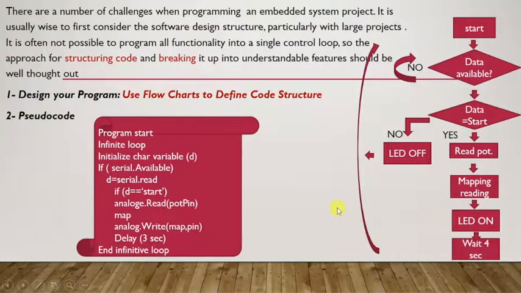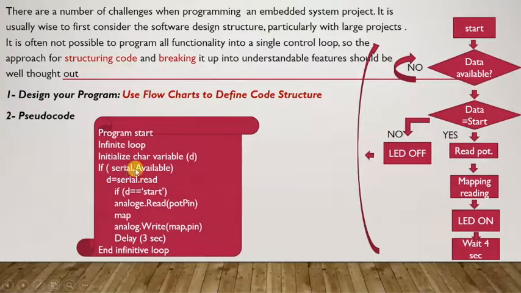The second method, you use it for simplifying your program. You can write pseudo code. Simply, you take a pen and piece of paper, and you think how your program should work. First, your program must start. Then you will enter an infinite loop. You should initialize some character. This character will hold the value that the user will enter on the serial monitor.